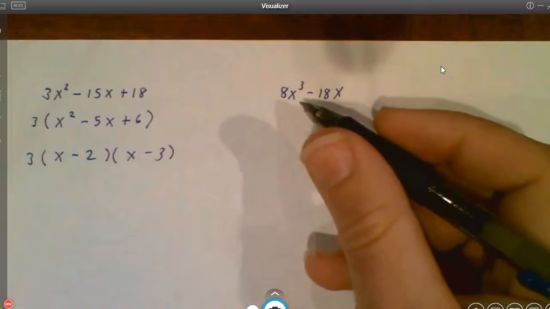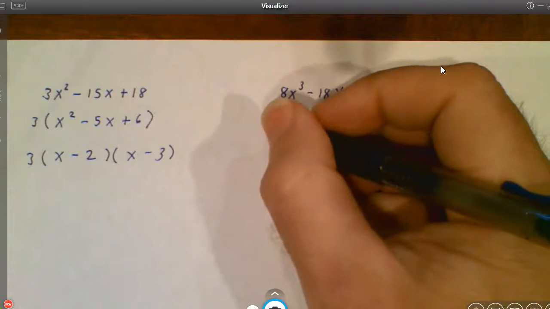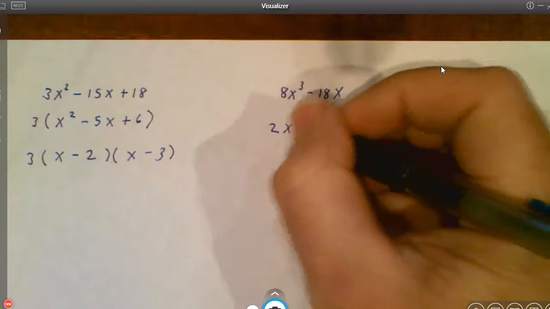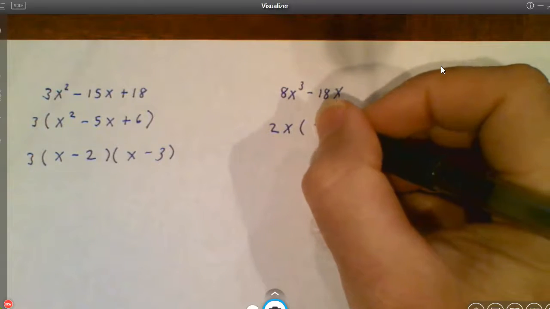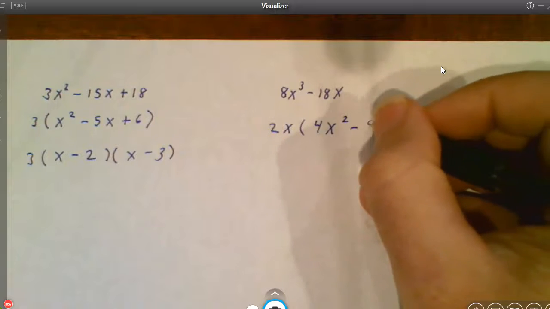So same thing over here. If we have two terms, still looking to take out the greatest common factor. So we could take out a 2x from each term, and that would leave you with 4x squared minus 9.